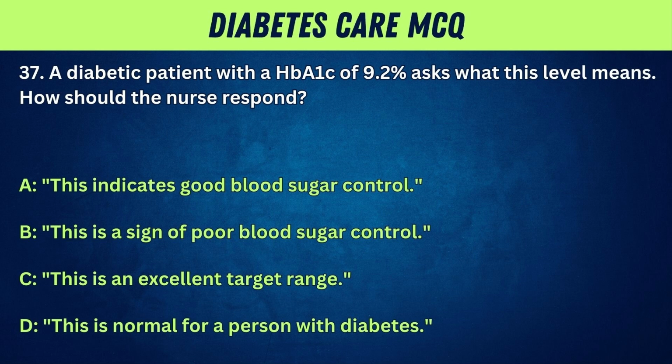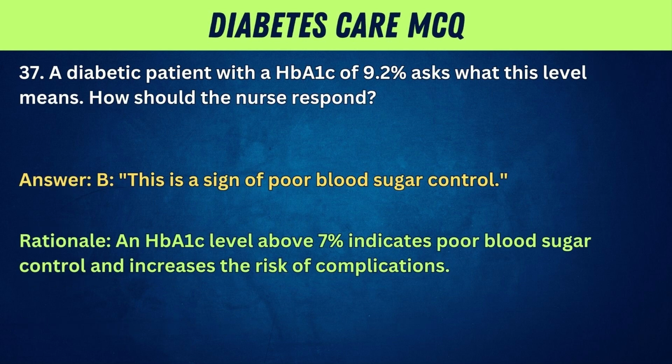How should the nurse respond? A. This indicates good blood sugar control. B. This is a sign of poor blood sugar control. C. This is an excellent target range. D. This is normal for a person with diabetes. Answer: B. This is a sign of poor blood sugar control. Rationale: an HbA1c level above 7% indicates poor blood sugar control and increases the risk of complications.